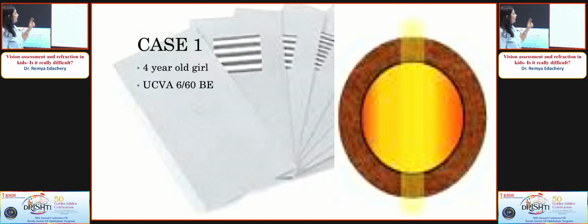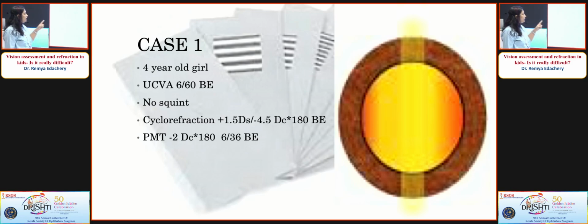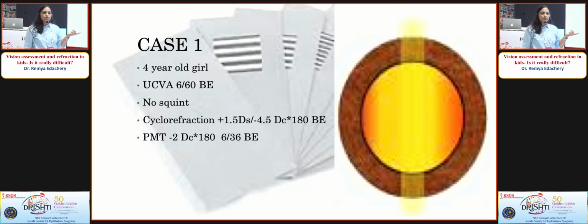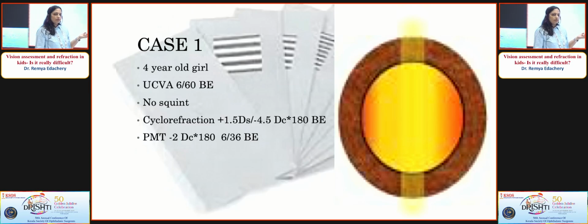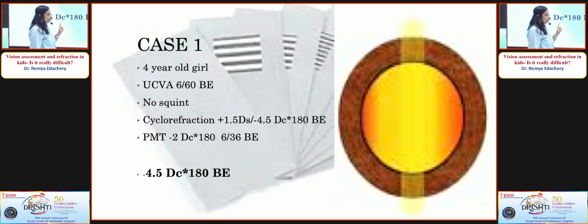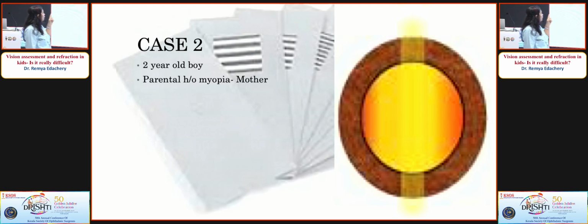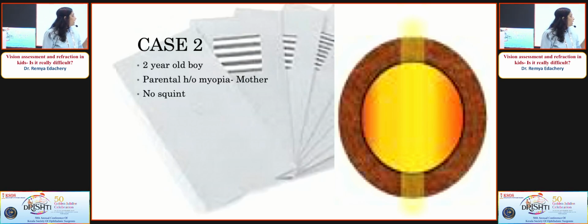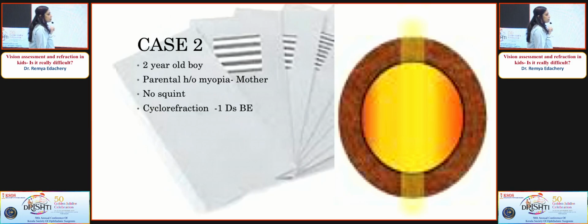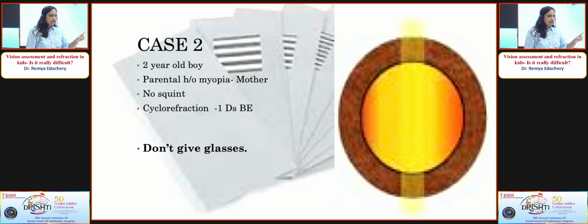Here is a 4-year-old girl, uncorrected visual acuity 6/60, no squint, cyclorefraction is this much, but the child accepts only this much. So how much do you give? For full value, you have to give minus 4.5 at 180 only. So don't give according to PMT. Here is a 2-year-old boy, mother is myopic, no squint, cyclorefraction shows -1 diopter. But here don't give glasses, but inform the parents that the child is going to get the glasses in the future and explain about the measures to take to prevent the progression of myopia.